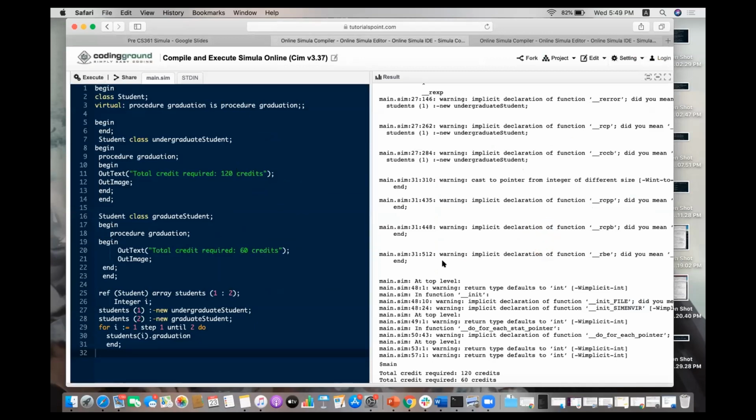I execute it, and it prints out the total credit for the first student is 120, and the second one is 60 for the graduate student.